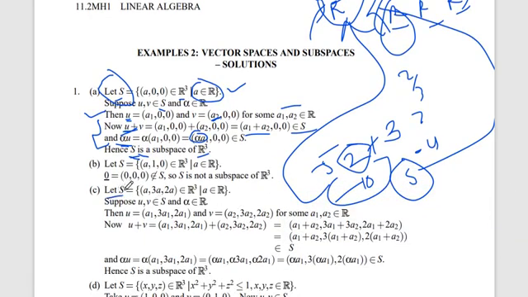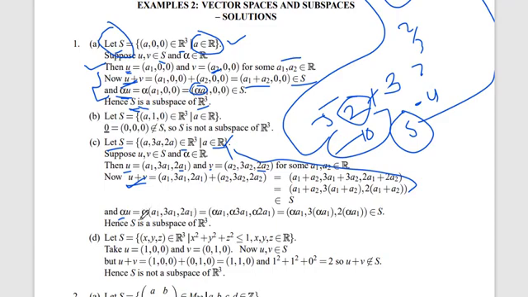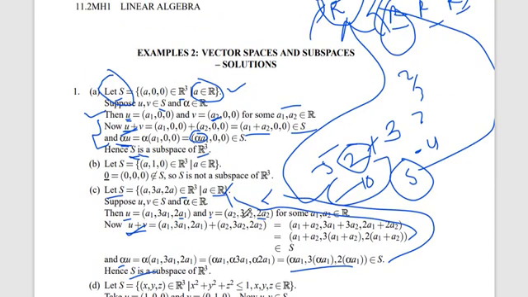Let's say the second example. Let S be {(a, 3a, 2a)} belongs to R cube, a belongs to R. Now let's say we take two vectors u and v: (a1, 3a1, 2a1) and (a2, 3a2, 2a2). Let's say we add these two vectors. So what will we get? (a1 plus a2, 3a1 plus 3a2, 2a1 plus 2a2). So you can see that this is the same form as the S vector. So the addition condition is satisfied. If we multiply with alpha, any scalar quantity, it will also satisfy the S form. So we can see that S is a subspace of R cube.